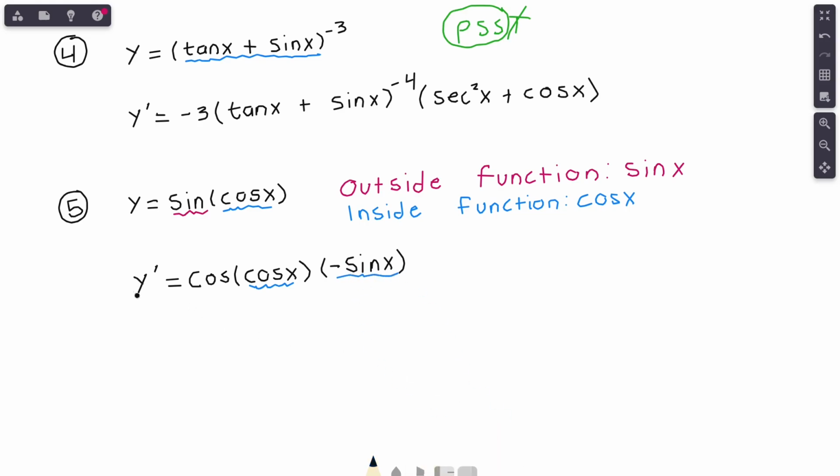And now it's just a matter of simplification. So typically we like to write the negative out front, so it's going to be negative. And then we can write the sine x or the cosine of cosine x first, it doesn't matter. We'll just keep this one first because it's already there. So negative cosine of cosine x times sine x.